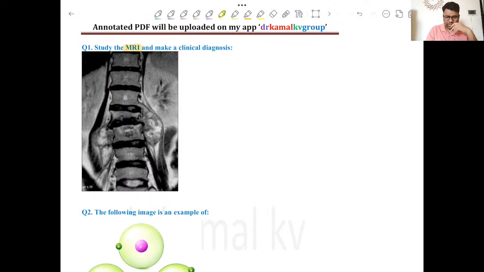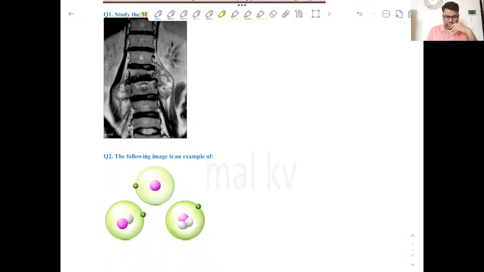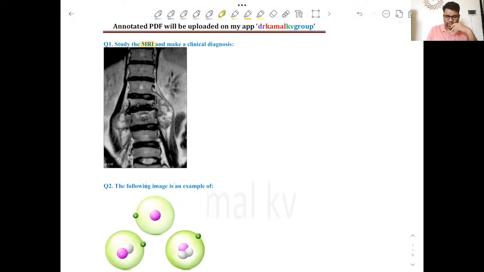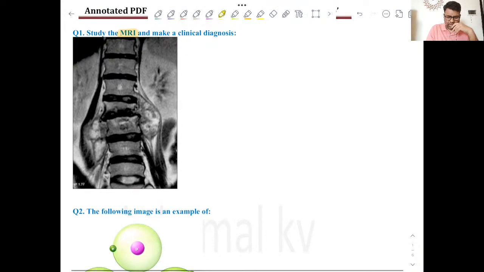So if we look at this MRI image here, we can see that obviously the vertebral region has been shown here. Okay, so these are vertebral bodies. Clear? So this is a vertebral body, this is one more vertebral body, this is a vertebral body, like this. So these are vertebral bodies.